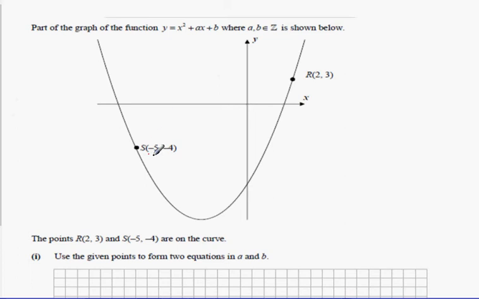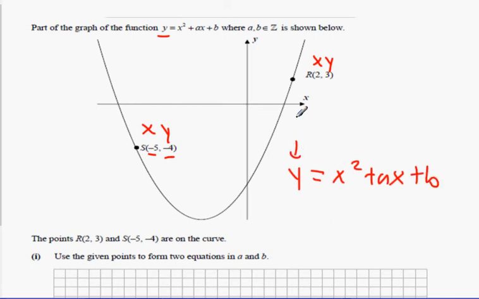What is minus 5 known as? The x coordinate or the y coordinate? Anybody? X. Minus 4? Y. This one? 2. And 3? Y. Now, y equals x squared plus ax plus b. Is y the input or the output? Anybody? It's the output. And x is the input.